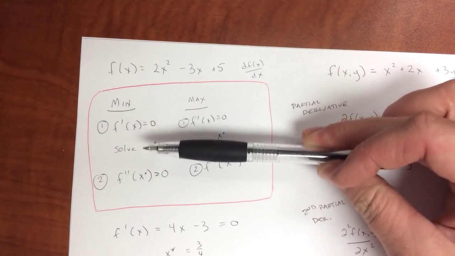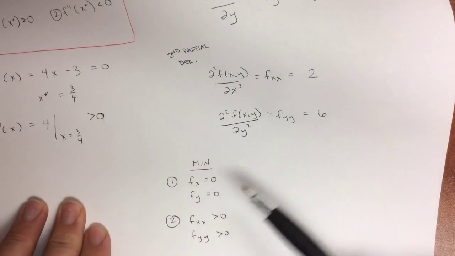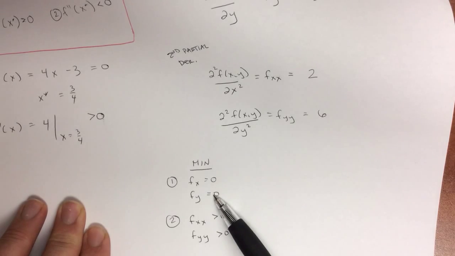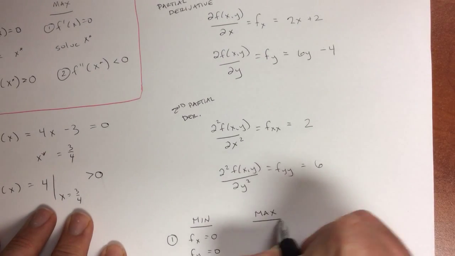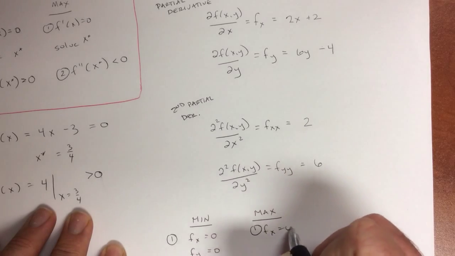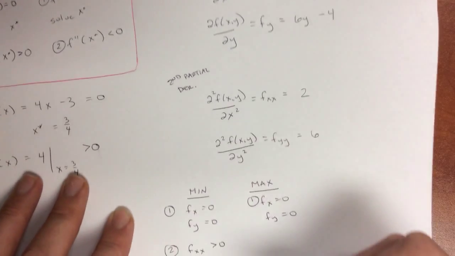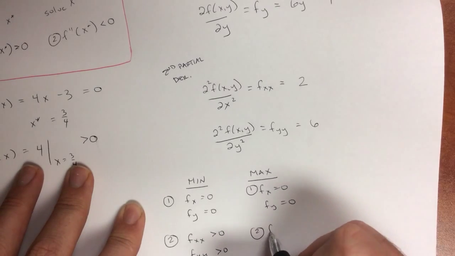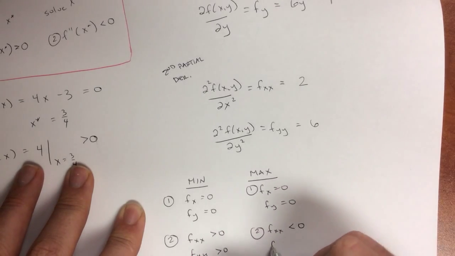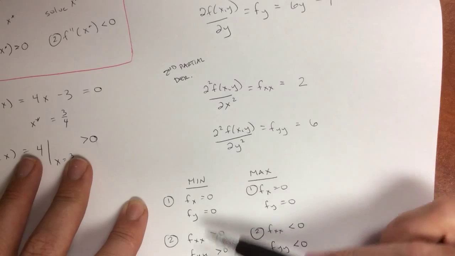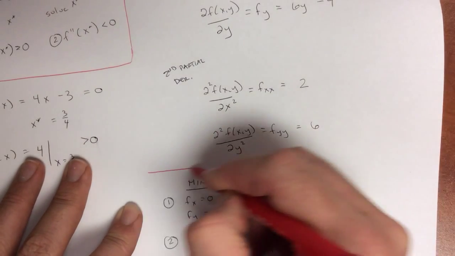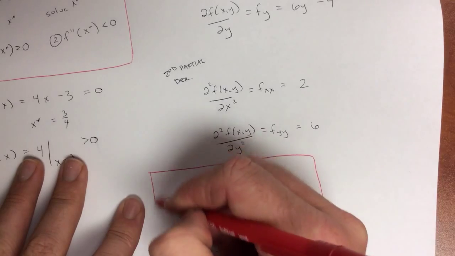All right, so similar to the first order condition with a single variable model: the first derivative set equal to 0, solve for x star, take the second derivative. That's also going to be the same for here. Take the first derivative, set it equal to 0, but now there's two variables, so you have to do it twice, and both the second derivatives have to be greater than 0. For a maximum, it's going to be very similar. f sub x is equal to 0, f sub y is equal to 0. And the second order condition is f sub xx is less than 0, f sub yy is also less than 0.